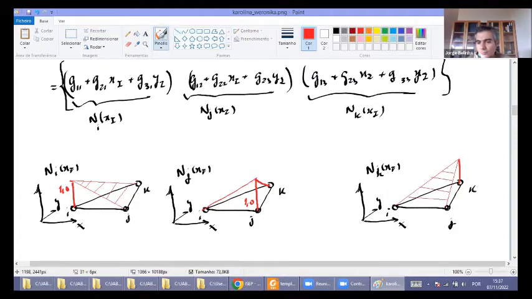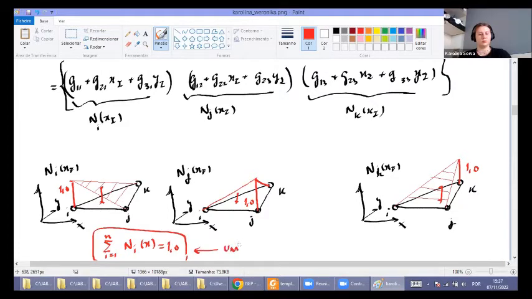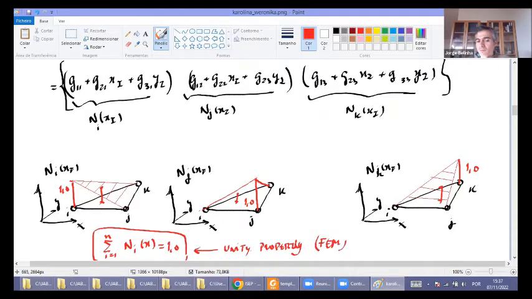Okay, they are linear functions. Any point inside here will have this value, this one will have this value. Is this the same? It's xy for everyone. If you make the sum of these values, the sum for i equal to 1 till n of the values of each one of these terms, it will give you the value of 1 again. This is the unity property of shape functions of the finite element method.